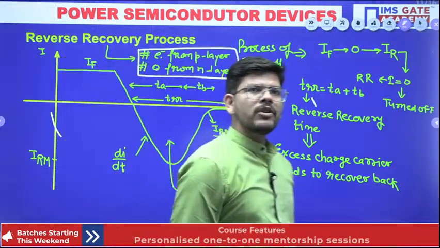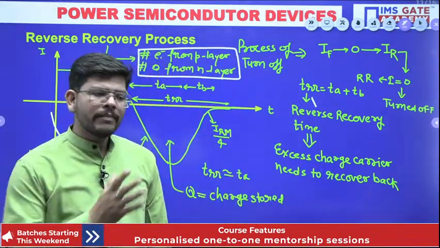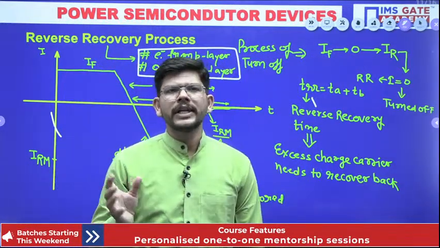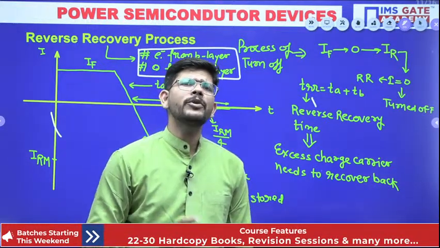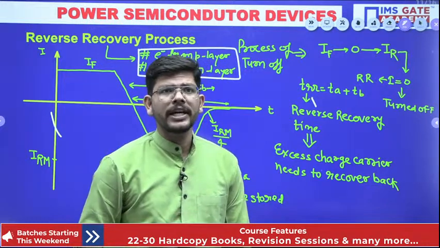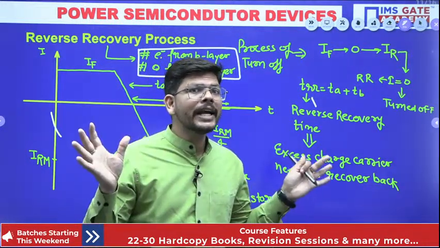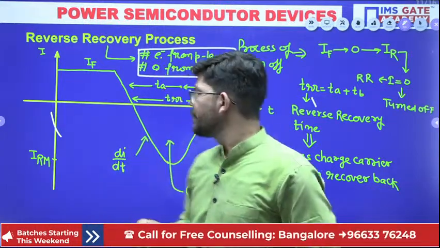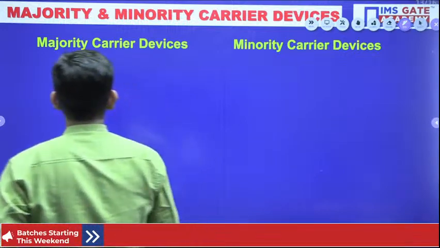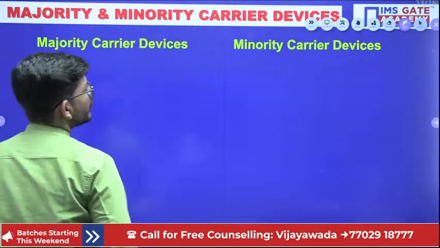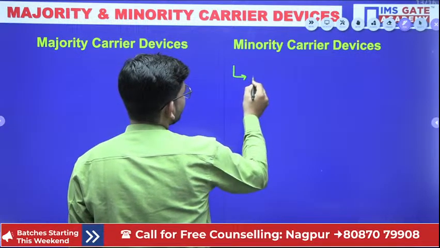So now based on these facts, can you tell me one thing? If we need to recover both electrons and holes, it will take a lot of time. But let us suppose we only have to recover only one type of charge carrier, whether it is an electron or hole, then the time taken will get reduced, isn't it? The time taken will get reduced. So what we will do, we will classify the devices into majority and minority carrier devices. So in minority carrier, what will happen?